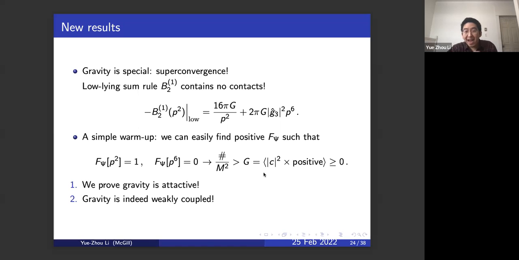First, from this functional we actually prove gravity is attractive. We don't need to assume that gravity is attractive; we prove that G Newton must be positive. And we also verify that gravity is indeed weakly coupled as we assume, because G Newton is bounded from above by 1 over m squared. That means 1 over M Planck squared is less than 1 over m squared, so M Planck must be greater than the heavy mass m. So this is the warm-up.